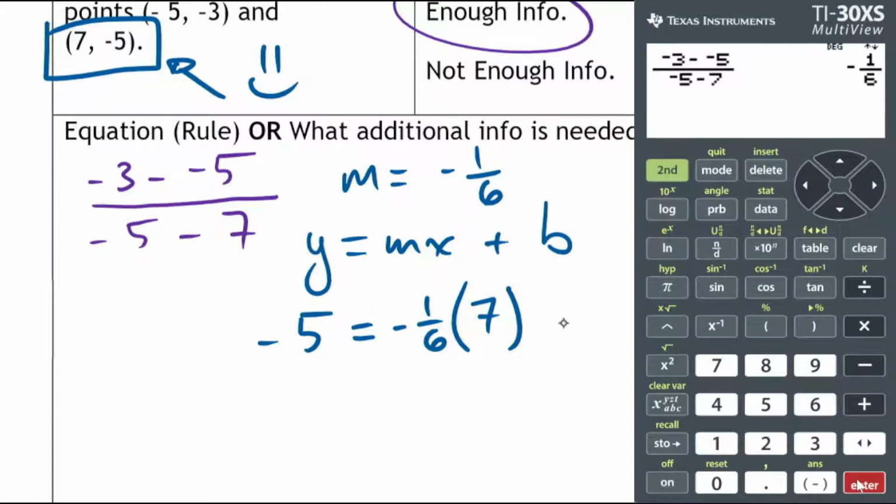The only thing that I don't know here is my y-intercept b. And that's why this is nice, because it's going to allow me to figure out what b is. Exactly. So on the right-hand side, I'll rewrite this is going to be minus 7/6.